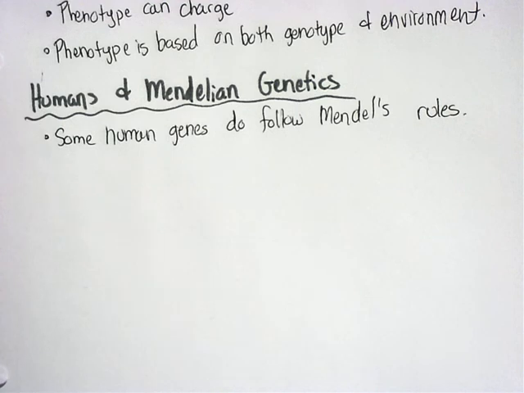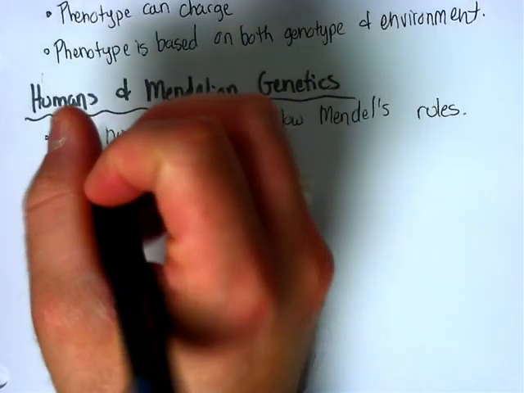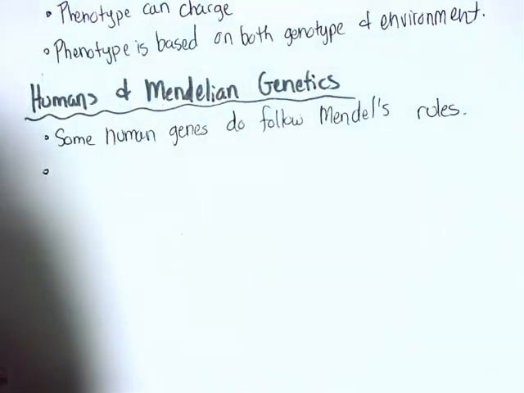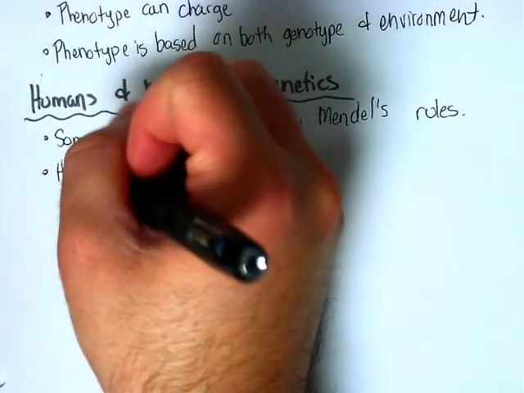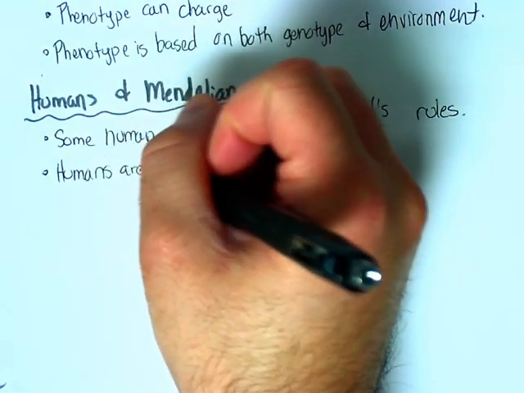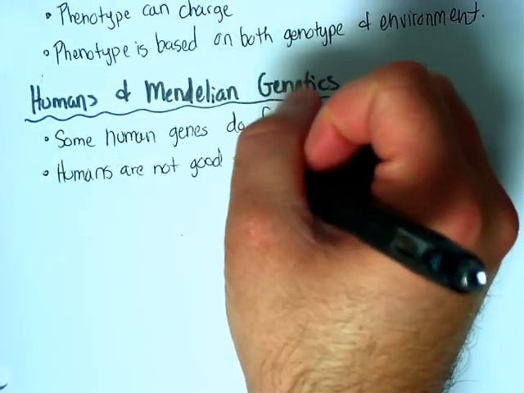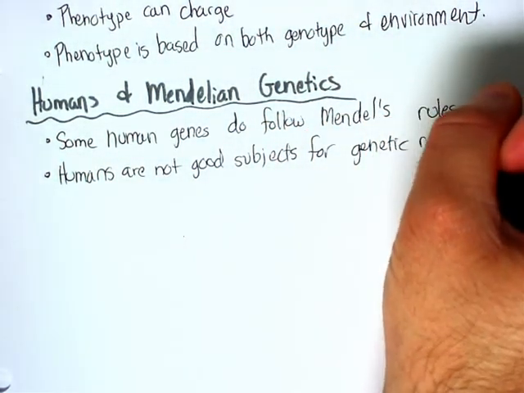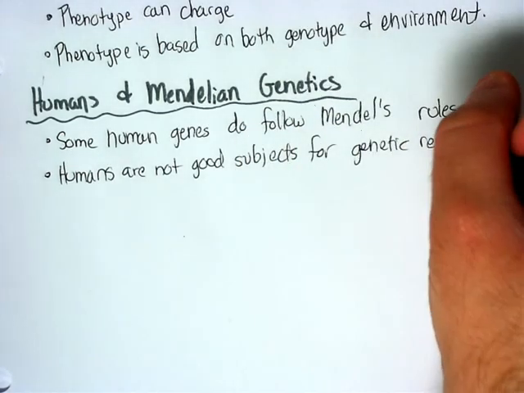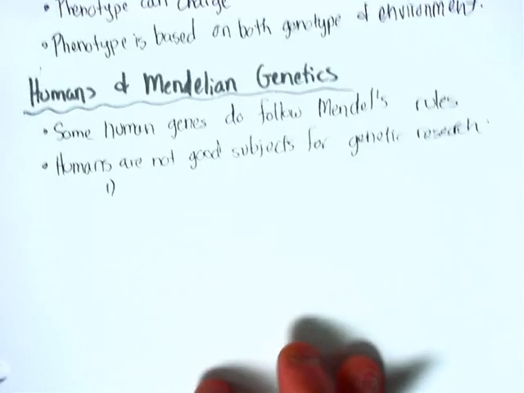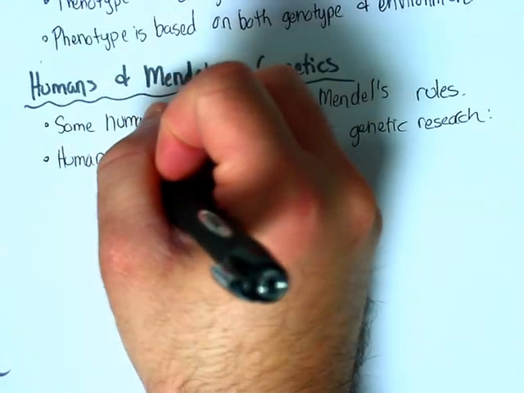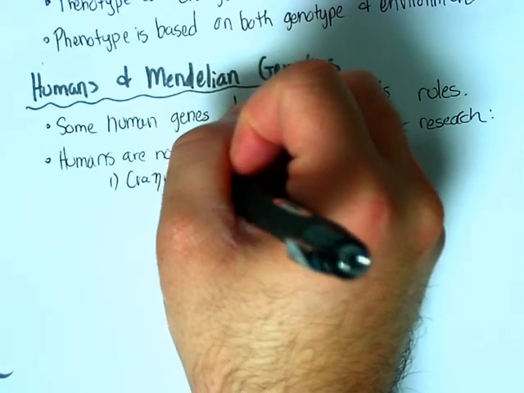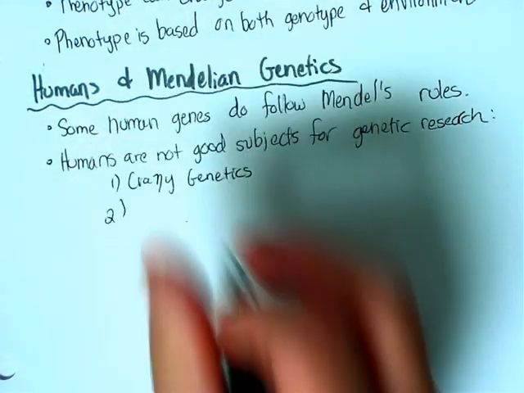No, seriously. And I could also say that using humans as a genetic study actually would be improper. So you would choose to use something else other than humans because humans really are not good subject matter. They're not good subjects for genetic research. Here's some reasons why. One is that humans have crazy genetics. There's not a lot of genes that follow just a simple Mendel inheritance pattern.